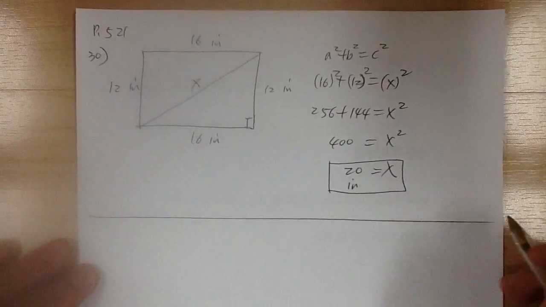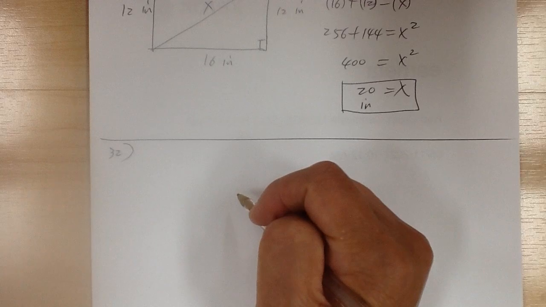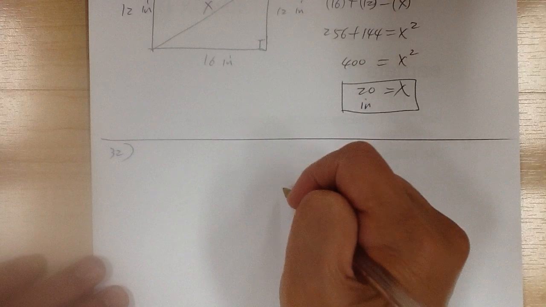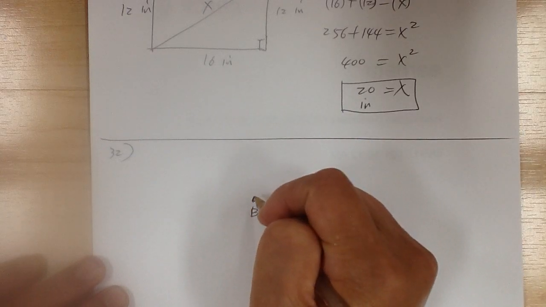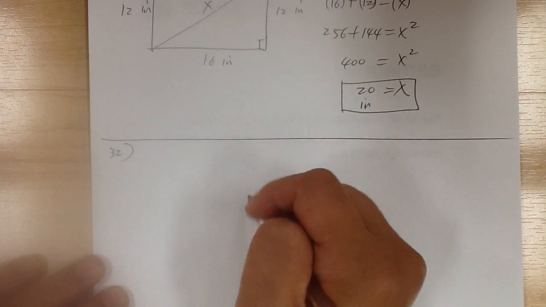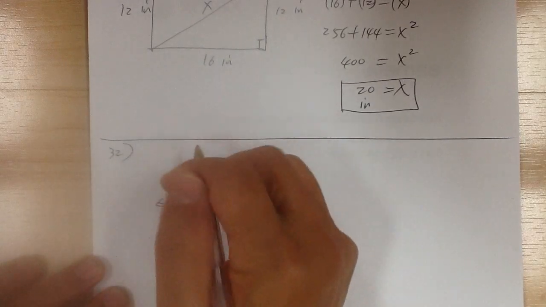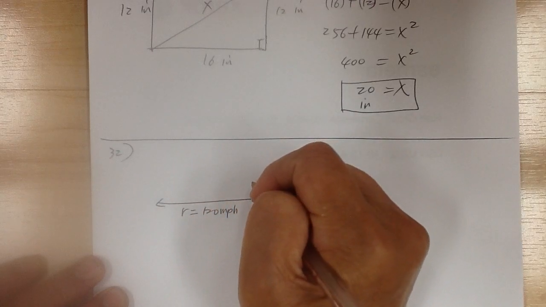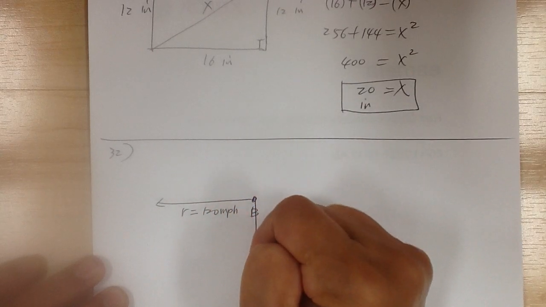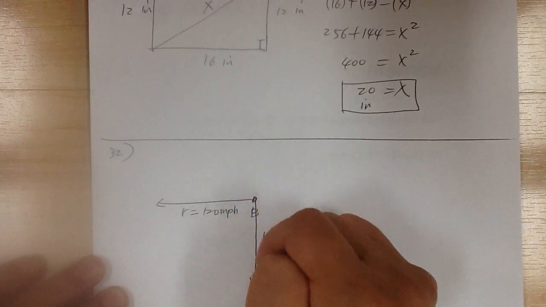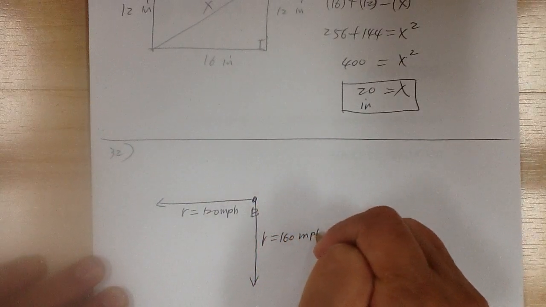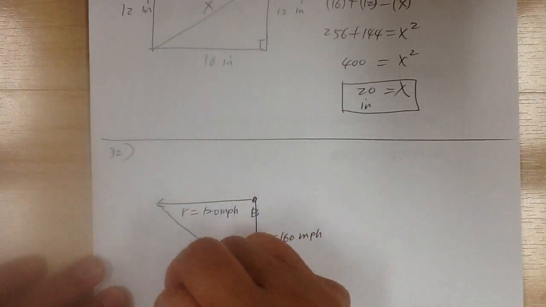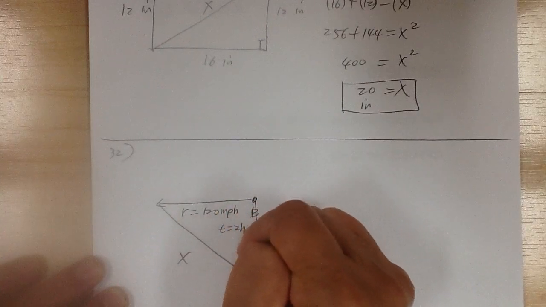Okay, next one. It says 2 small airplanes left Boston at the same time. Okay, so here's Boston. And one flew west at a rate of 120 miles per hour. And the other one flew south at r equal to 160 miles per hour. How far apart? Up to 2 hours. Okay, so you're looking for the x. So time equal to 2 hours.